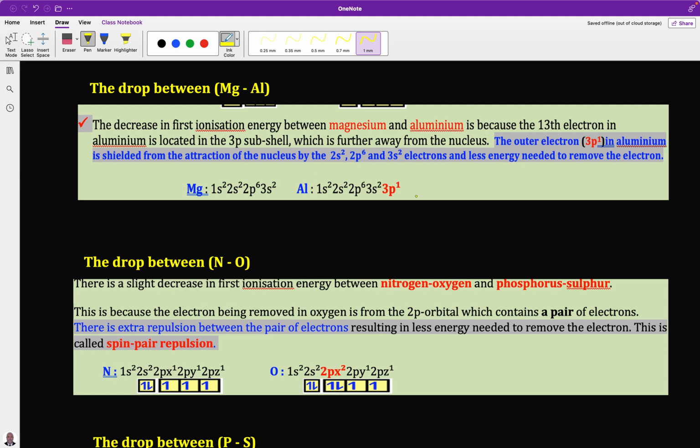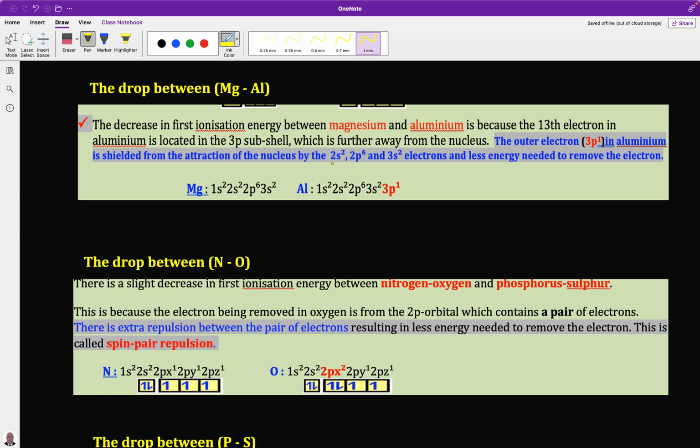Our conclusion, if you were given a paper to answer it, should be that the outer electron to be removed from aluminum is shielded from the attraction of the nucleus by what?